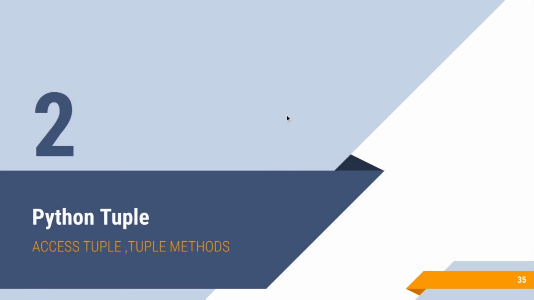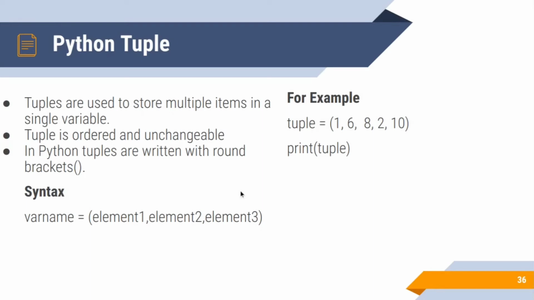Our next topic is Python tuple. Let's see how we can access a tuple and what the tuple methods are. Tuples are used to store multiple items in a single variable. A tuple is ordered and unchangeable, and it allows duplicate values. It is written in round brackets. The syntax is var name is equal to element 1 comma element 2, element 3, like this.